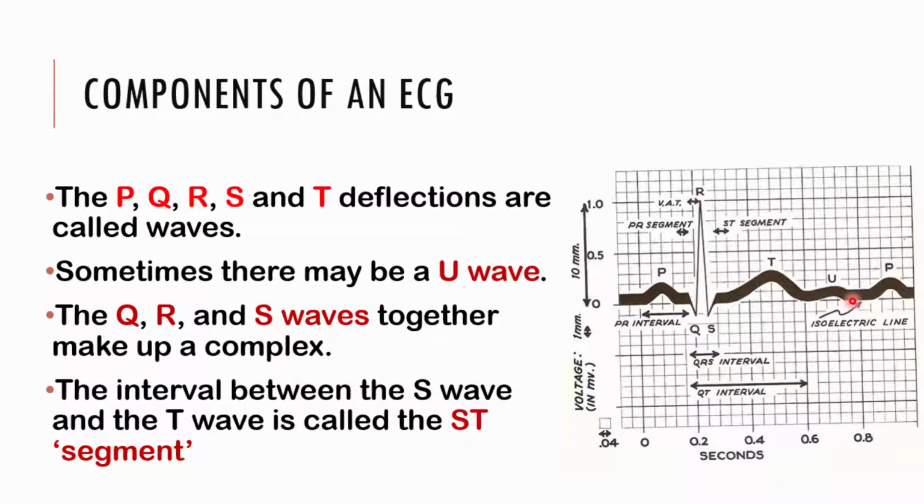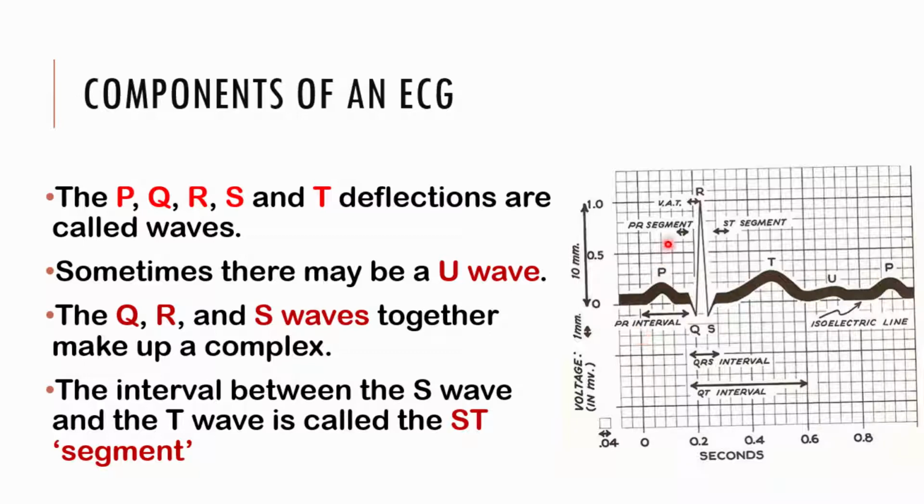Then of course, this ECG is going to have intervals. It's going to have segments. So you have the PR interval, which is from the beginning of the P wave to the beginning of the Q wave or the beginning of the R wave. It's known as either the PR interval, or you can call it the PQ interval.